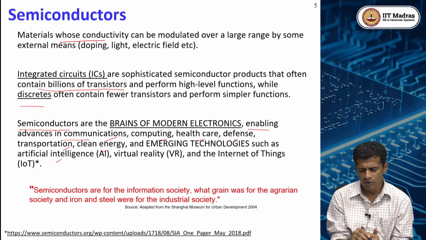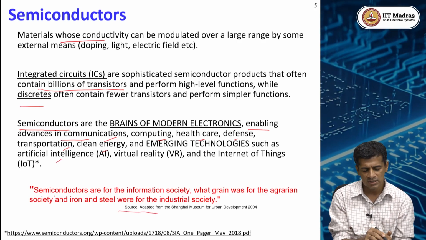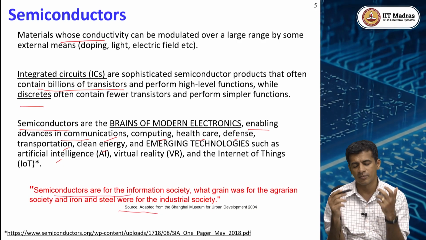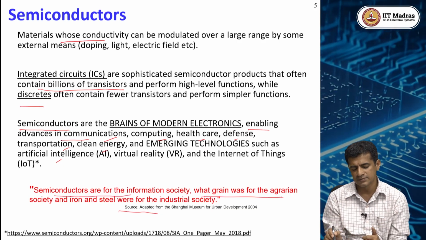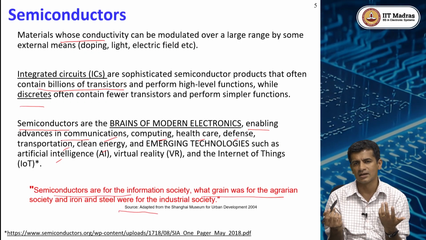This is a beautiful quote from the Shanghai Museum of Urban Development. Semiconductors are for the information society what grain was for the agrarian society, and iron and steel for the industrial society.